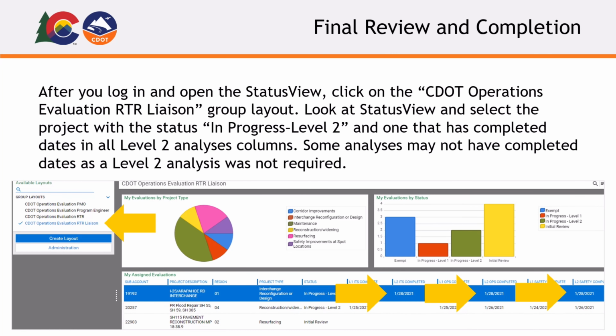After you log in and open the status view, click on the Operations Evaluation RTR Liaison Group layout. Look at the status view and select the project with the status In Progress Level 2 and one that has completed dates in all Level 2 analyses columns. Some analyses may not have completed dates as a Level 2 analysis was not required.